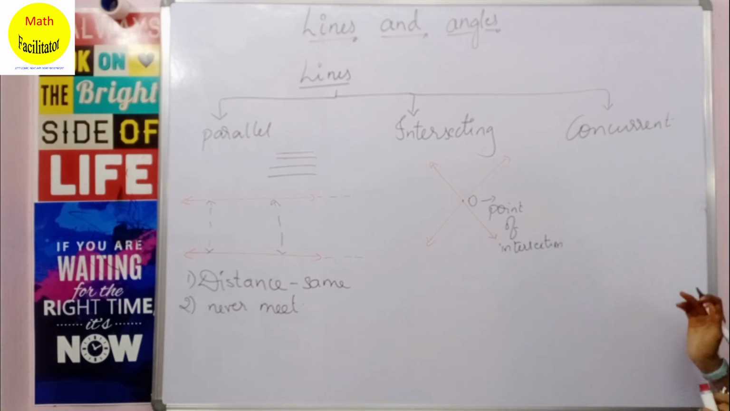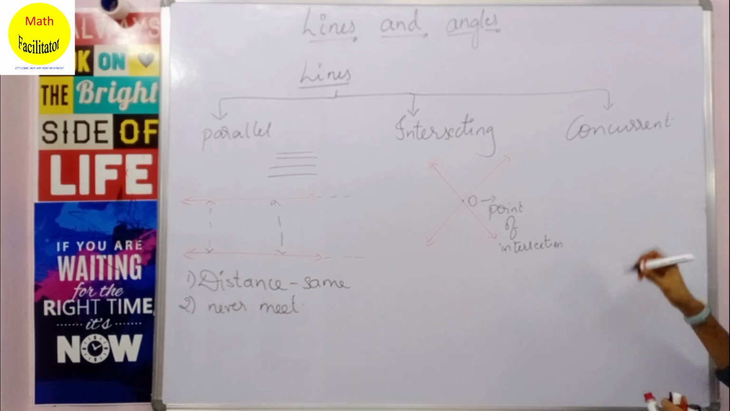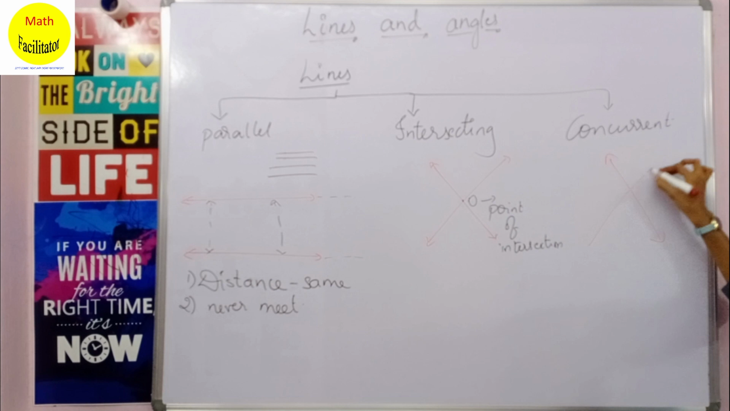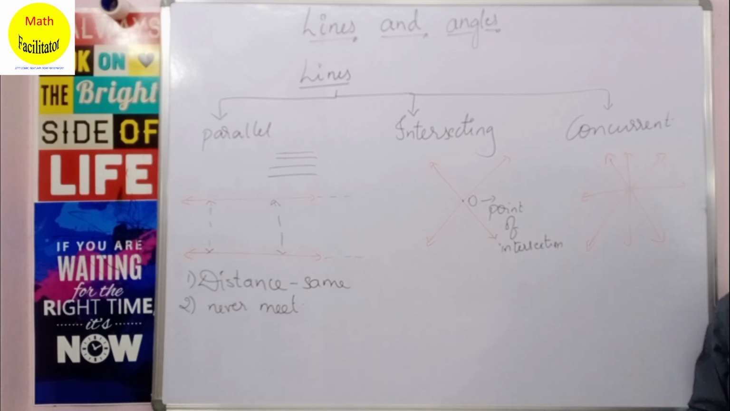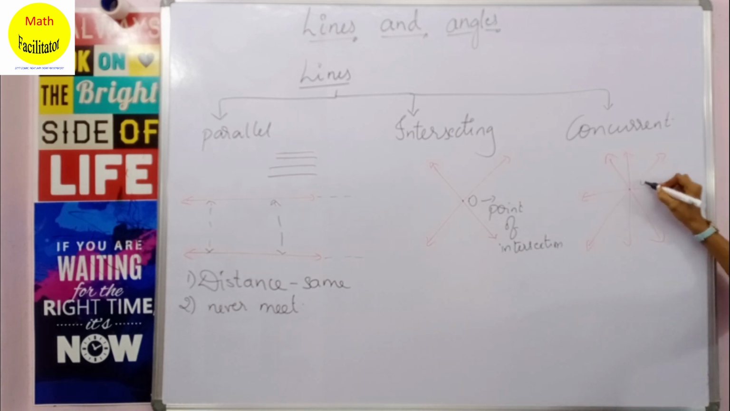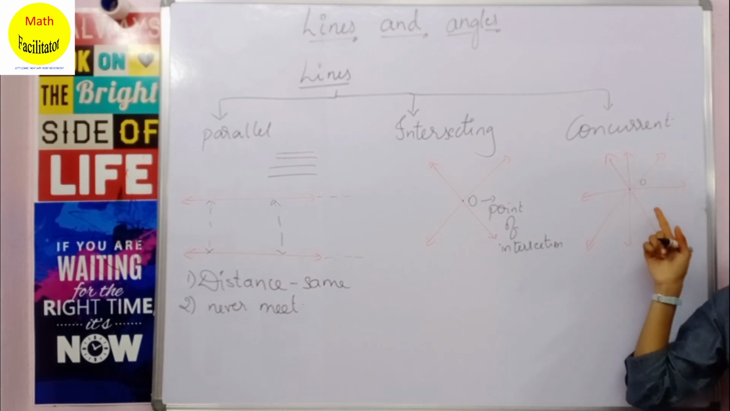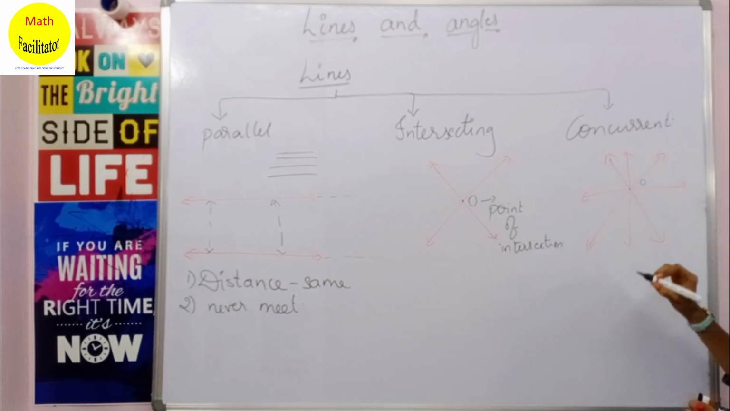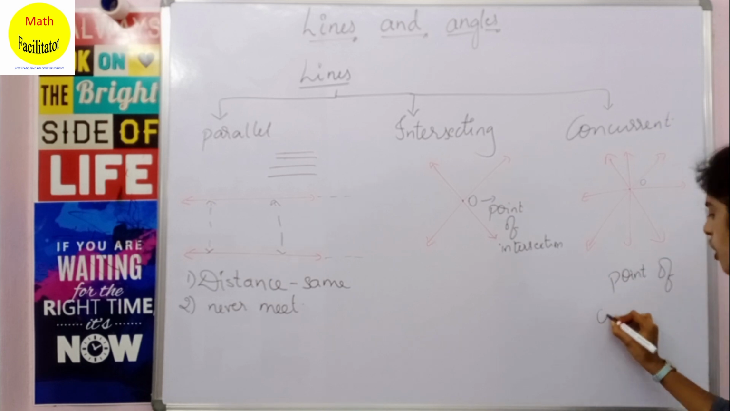Now what about concurrent lines? It is similar to intersecting lines, but here we take two or more lines. Suppose you have a number of lines meeting in this way. Now all these lines are meeting at a point. Let this be point O. When two or more lines meet at a point, these lines are called concurrent lines, and this point is called the point of concurrence.